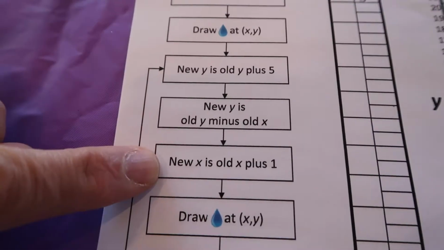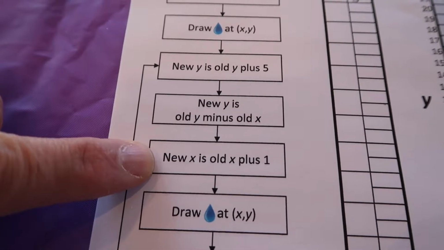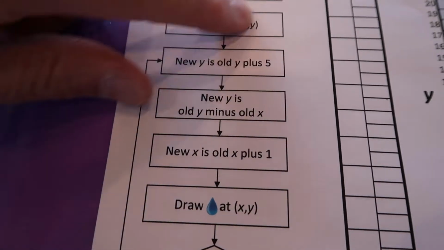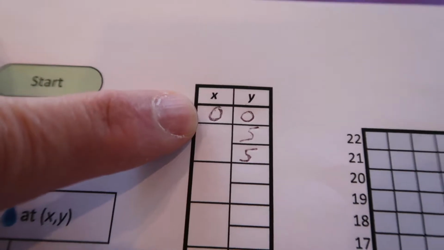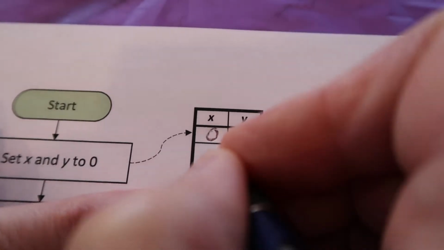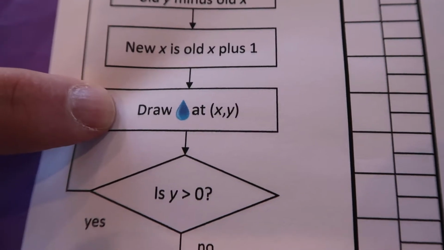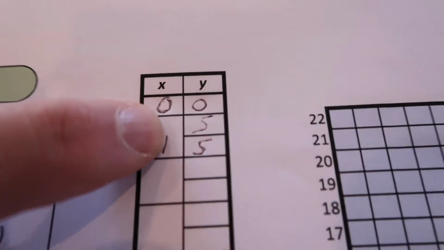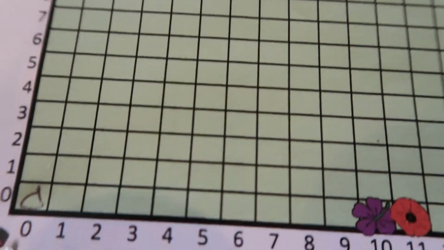Here's the part where we change x. From now on, just before we're getting ready to draw a drop, we're going to increase x by 1 so that the drops move from left to right across the field. Now we come to another drop drawing instruction, and this time x is 1 and y is 5. So I'm going to find that box where x is 1 and y is 5, and I'm going to draw a drop in it.